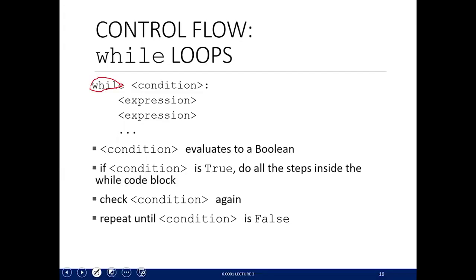We have while, that's the keyword. The condition is something that gets evaluated to true or false. And once again, we have a code block that's indented, and it tells Python, these are the expressions I want to do as long as the condition is true. So the condition is true, you evaluate every expression in the code block. When you reach the end of the code block, you check the condition again. If it's true still, you keep doing the expressions, check it again, and so on.